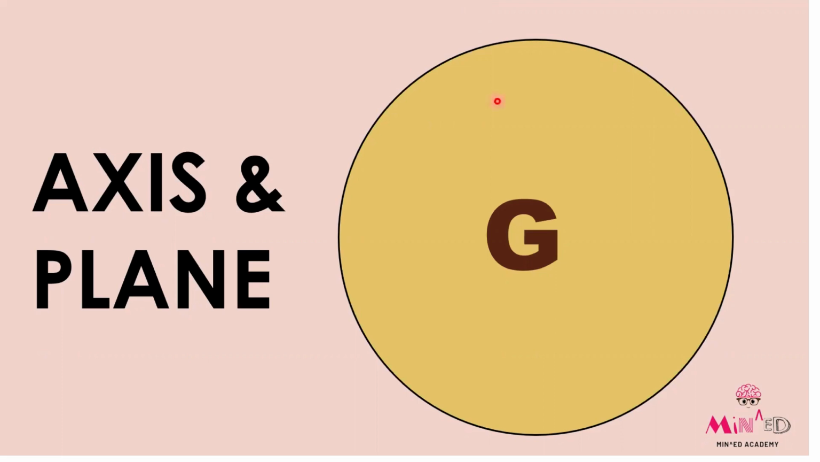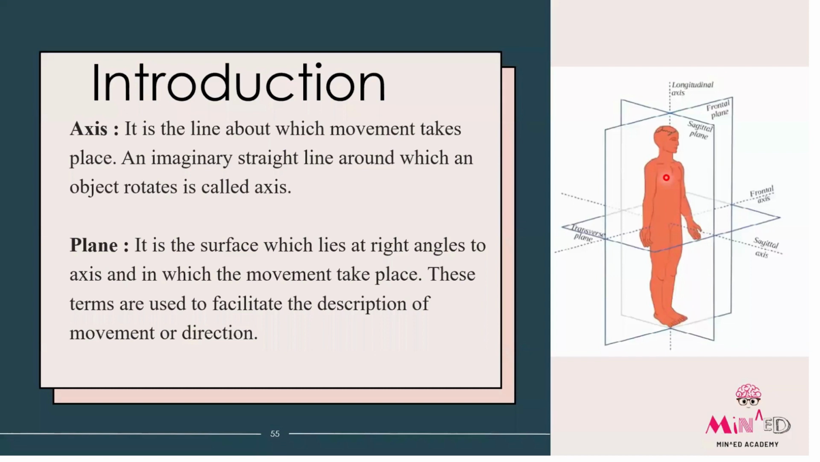So next we'll move to axis and plane. So what is an axis? Axis is the line about which the movement takes place. It is an imaginary straight line around which an object rotates. And plane is the surface which lies at a right angle to the axis and in which the movement takes place. Movement takes place in the plane around the fixed axis.